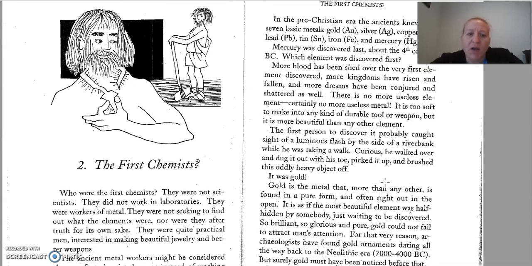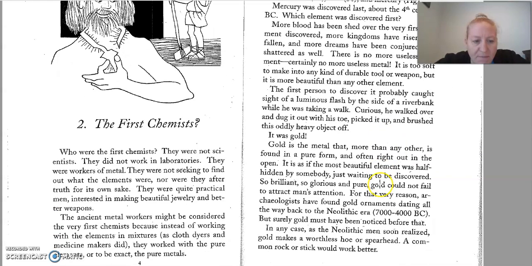Chapter 2, The First Chemists. Who were the first chemists? They were not scientists. They did not work in laboratories. They were workers of metal. They were not seeking to find out what the elements were, nor were they after truth for its own sake. They were quite practical men, interested in making beautiful jewelry and better weapons.